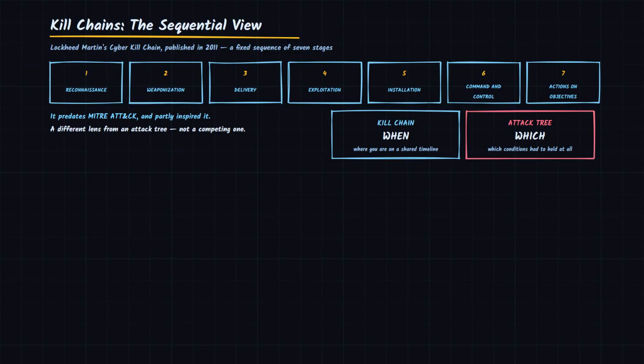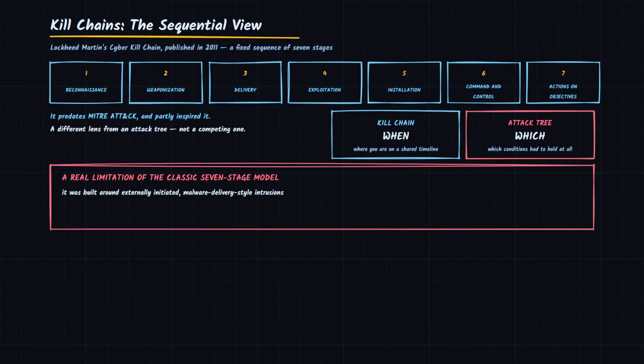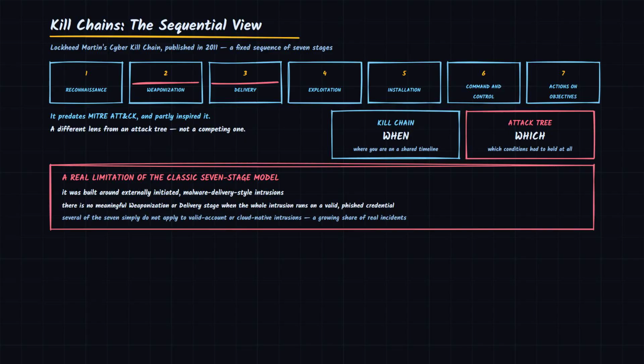It's worth naming a real limitation of the classic 7-stage model too, rather than presenting it as timeless. It was built around externally initiated, malware delivery-style intrusions, and it maps awkwardly onto exactly the kind of incident Kestrel actually had. There's no meaningful weaponization or delivery stage when the entire intrusion runs on a valid, phished credential rather than a delivered payload. Several of the 7 stages simply don't apply cleanly to valid account-based or cloud-native intrusions, which is a growing share of real incidents today, Kestrel's included.